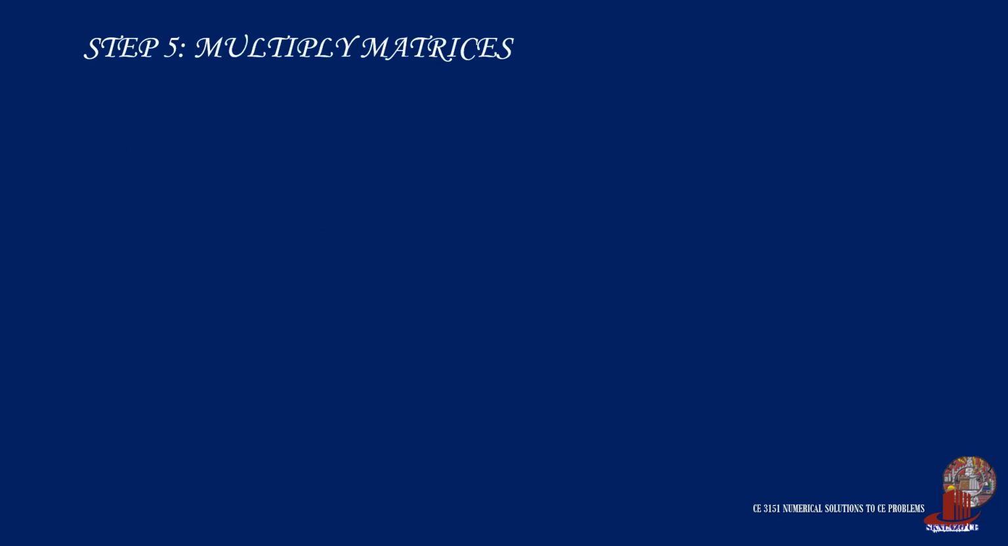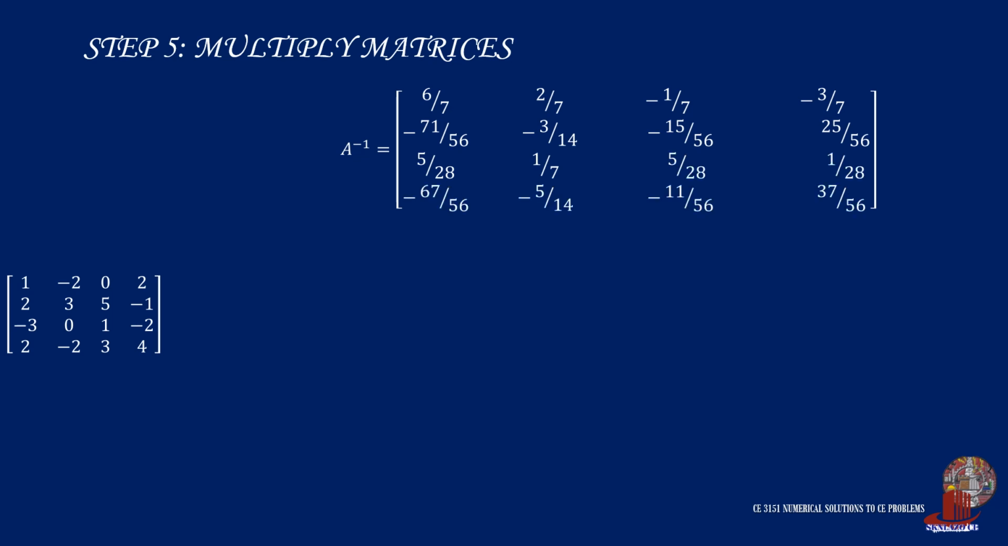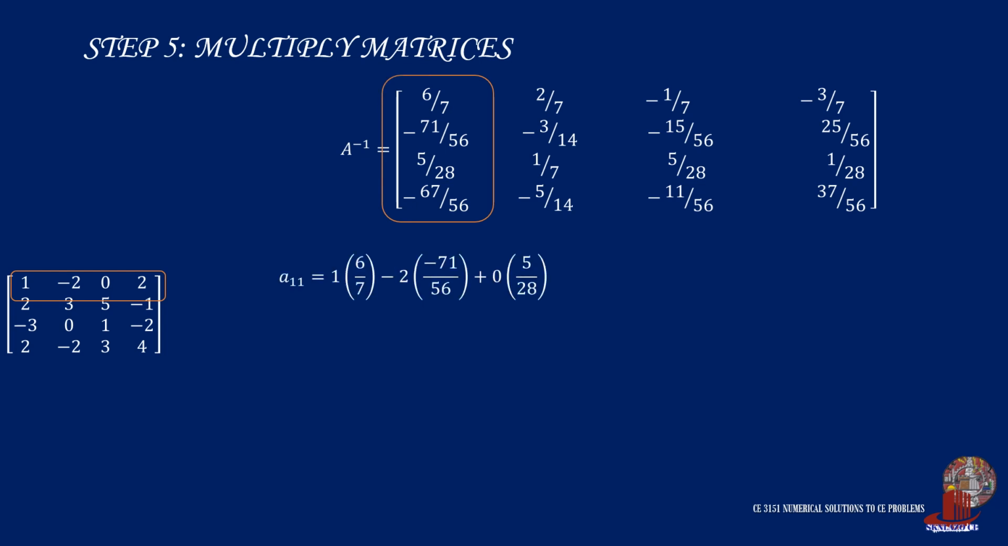Now all we needed to do is to multiply the matrix with its inverse and check if it results to an identity matrix. In the discussion, we will use intersection method to clearly show the operation. So for the first row of A and the first column of the inverse, we get A11 as 1 times 6/7 minus twice of negative 71 over 56 plus 0 times 5/28 plus 2 times negative 67 over 56. Simplify the expression and get 1.